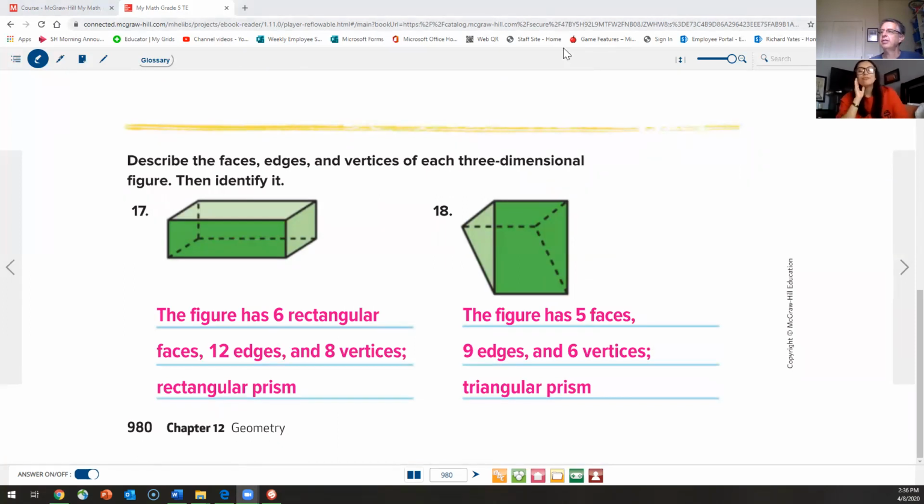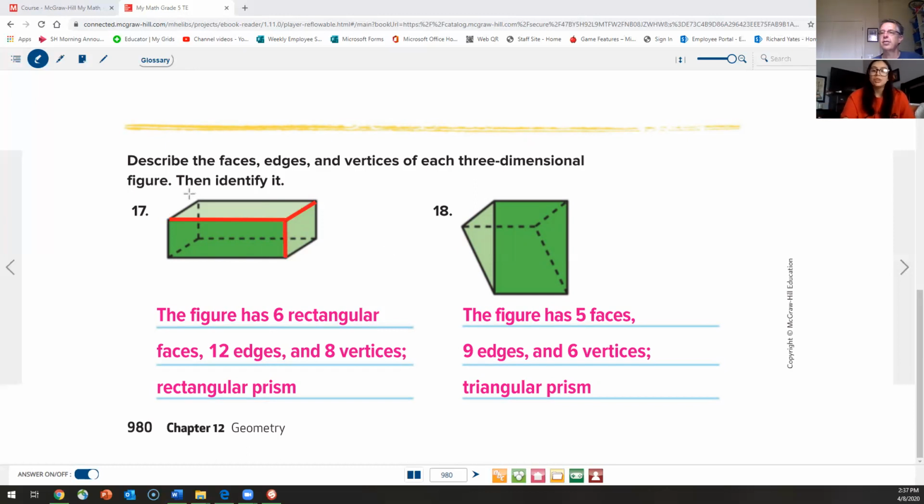Alrighty, so looking at number 17 and 18, it says describe the faces, which are the sides of the figure, the edges, which are right where, Mr. Yates, can you kind of point to the edges, just for a quick reminder for them? Sure. Yeah, sorry. Let me go ahead and put it out. Let me do a nice long one so you can kind of see. Yeah, so an edge is going to be where 2 faces meet, and then vertices, which are your guys' corners.